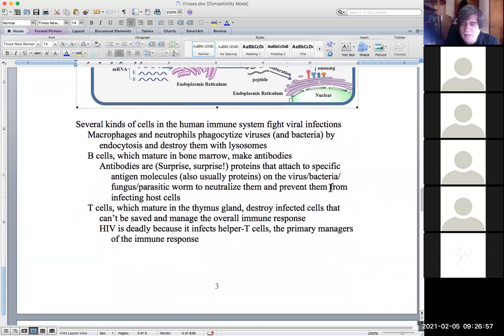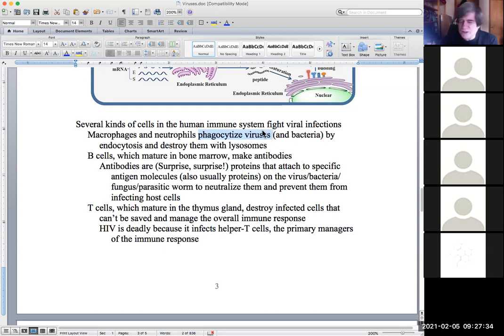So we have a couple of types of cells in your immune system that do different things. One of the things we have is some cells called macrophages and neutrophils. And macrophages and neutrophils phagocytize viruses or bacteria or other organisms. And they do this by endocytosis. Remember, endocytosis was a process where we brought a large chunk of material into a cell. So here, the large chunk of material is the virus.